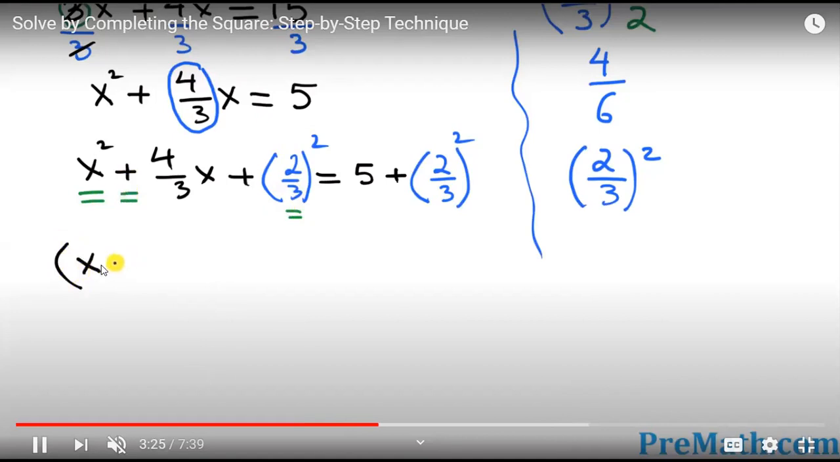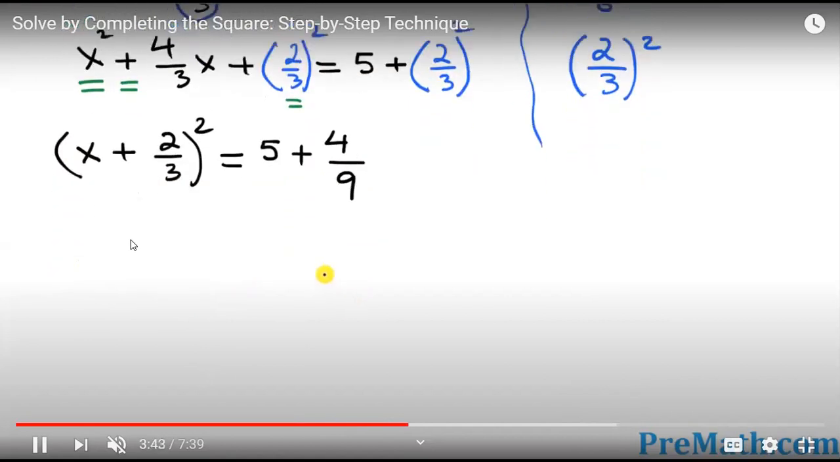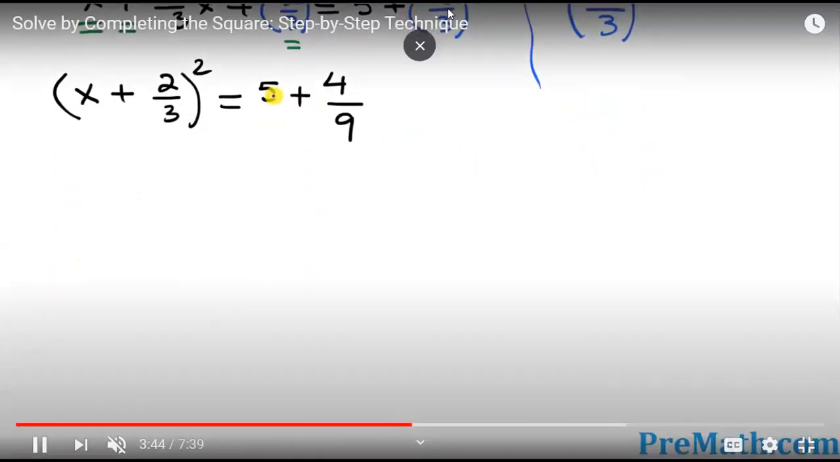The square root of x square is x, and the square root of 2 upon 3 is 2 upon 3. It means a plus b whole square is equal to a square plus 2ab plus b square. So we have to write the equation in the form of a plus b whole square, and the square of 2 upon 3 is 4 upon 9. Now 5 plus 4 upon 9.